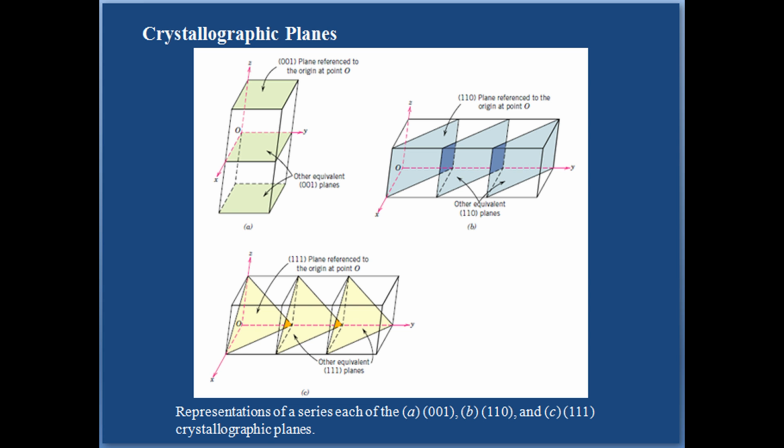And the last step is, finally, the integer indices not separated by commas are enclosed within parentheses. Thus, we can write this as (hkl). This is the procedure to determine the h, k and l index numbers. We will repeat this particular procedure once again.